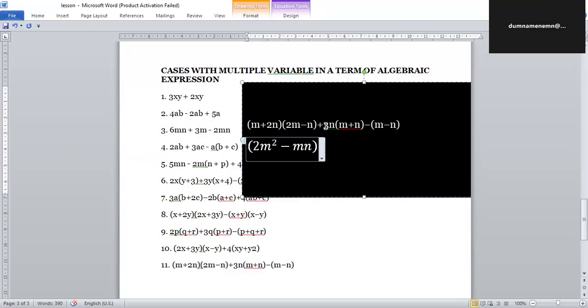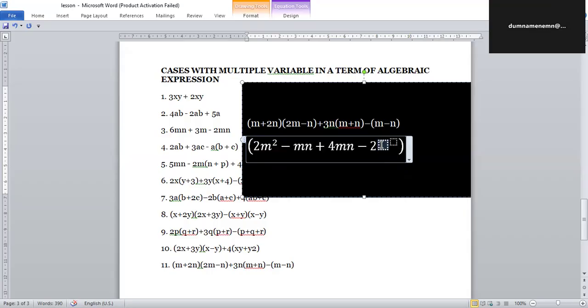So let's move to the second one. 2n multiply 2m, I'm going to have 4mn. Then plus 2n multiply negative n, I'm going to have negative 2n squared. We are done with that bracket. Then we'll move to the next bracket.